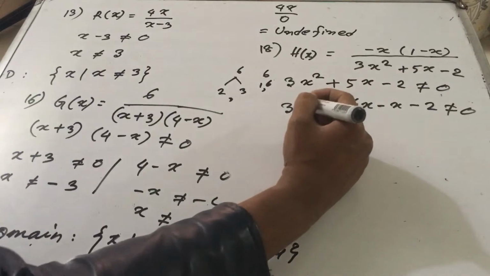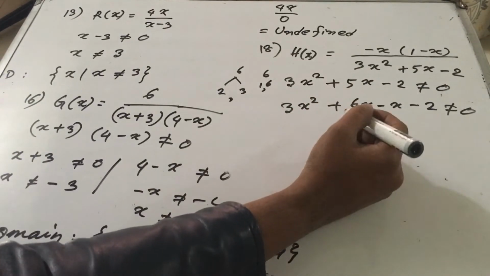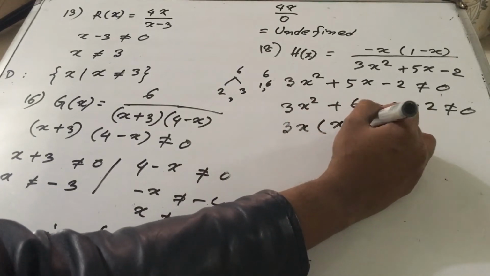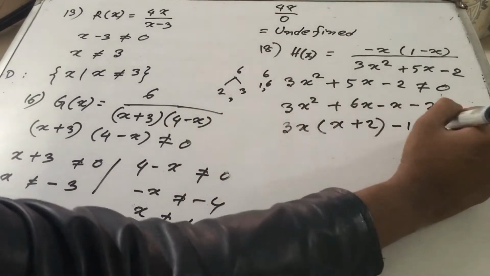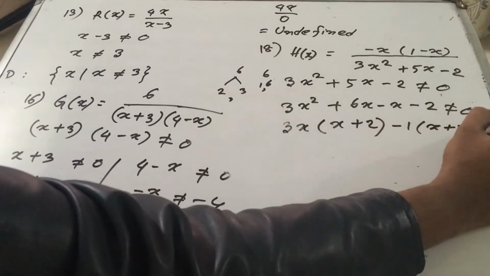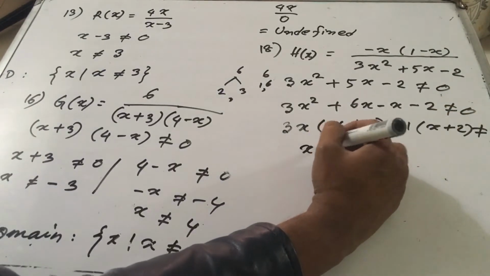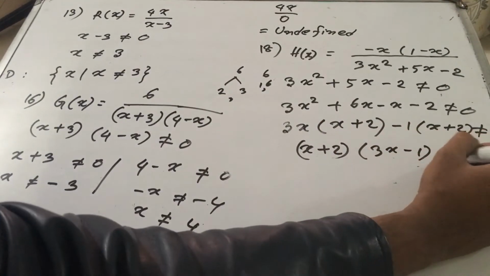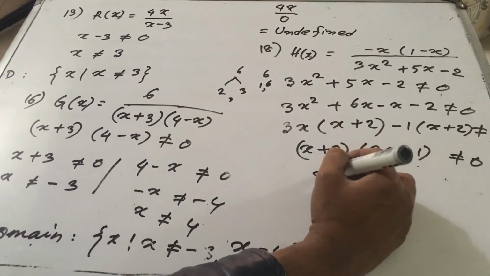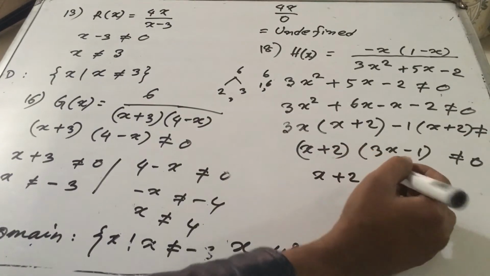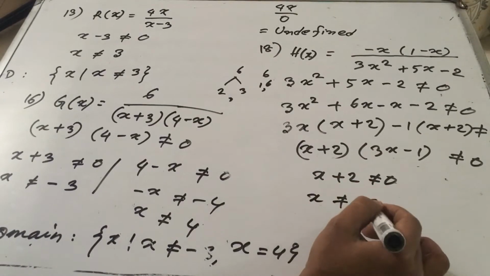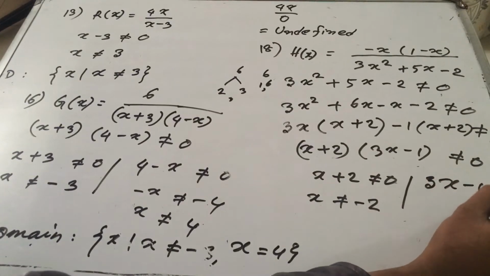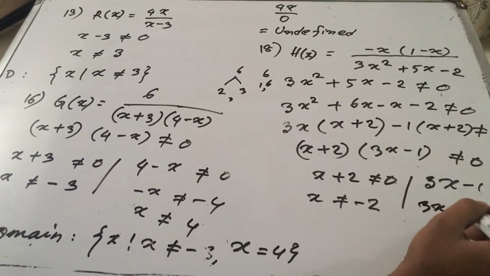If you try the other, you will see you cannot do the next part. You cannot take the common factor, and if you do, both sides come out different. So 3x is common from here, then we have x plus 2, then minus 1 is common from here, then we have x plus 2 is not equal to 0. So then x plus 2, times 3x minus 1, is not equal to 0. Then we can write x plus 2 is not equal to 0, so x is not equal to minus 2. Another condition is 3x minus 1 is not equal to 0, so 3x is not equal to 1.